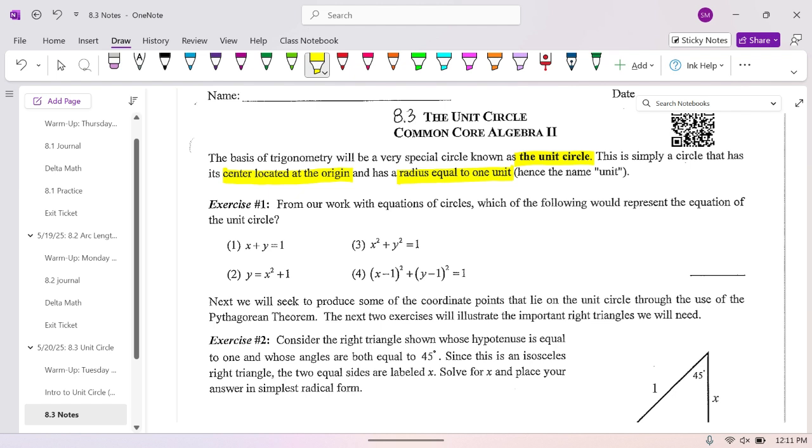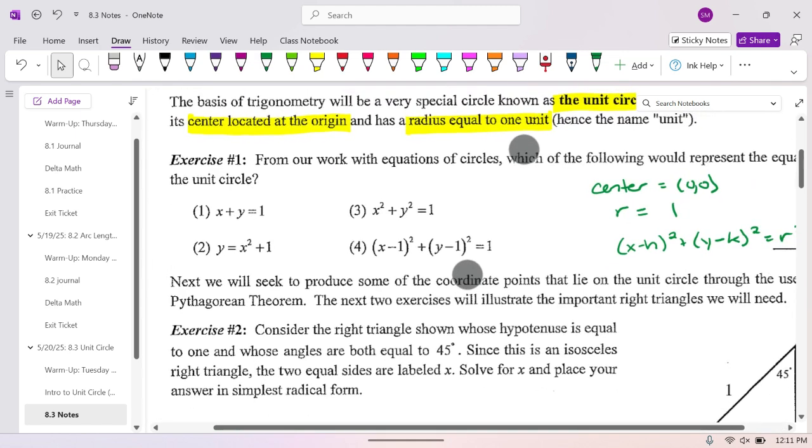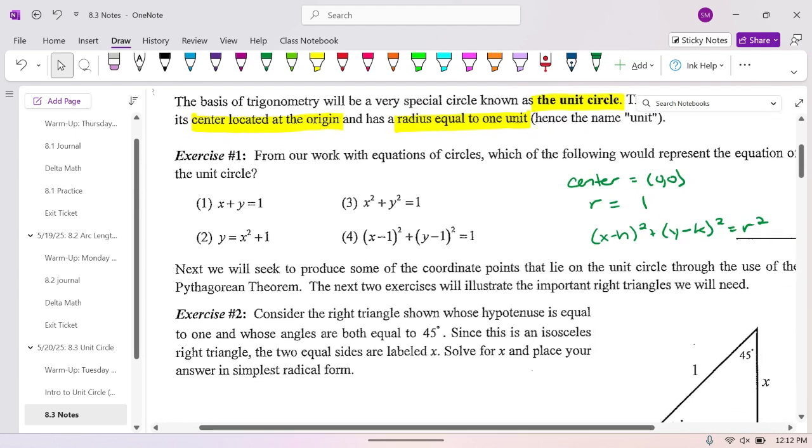So this is review from our last unit. If it has a center at the origin, meaning the center is at 0, 0, and it has a radius equal to 1, what's the circle equation? So remember, circle equation is x minus h all squared plus y minus k all squared is equal to r squared, if h and k is the center. So which of these options here do you think is my circle equation for the unit circle?